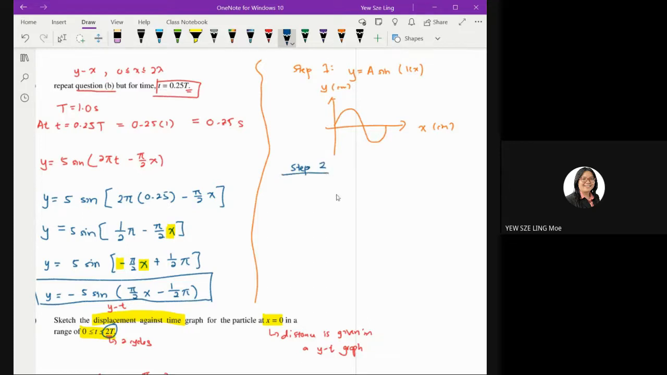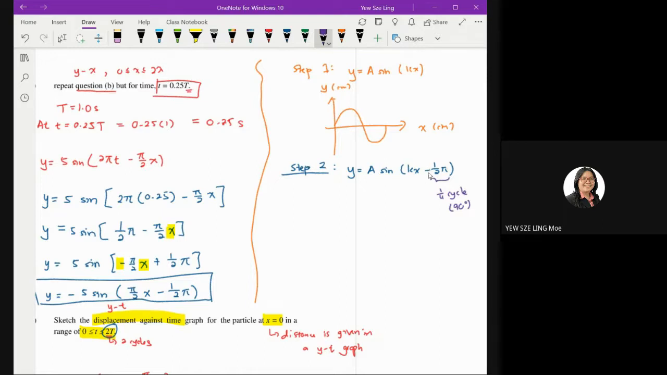Step number 2, now I have a negative initial phase angle. So y equals a sin(kx − 1/2 π). Okay, so how many cycles is 1/2 π? Try to ask yourself. 2π is 1 cycle, π is half a cycle. So half of the half is 1/4 cycle, or in other words, it represents 90 degrees. So negative 90 degrees, you start from negative 90 degrees.